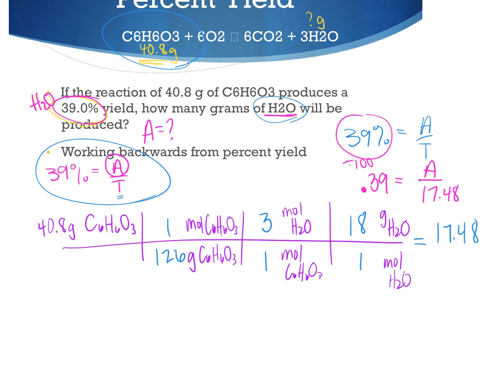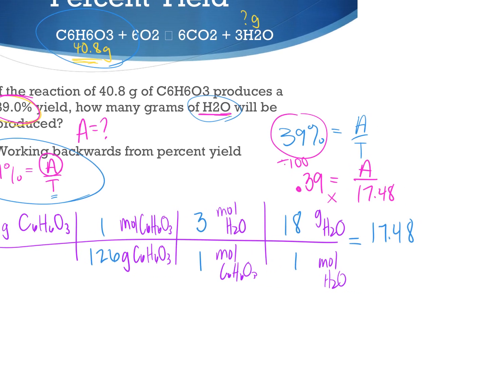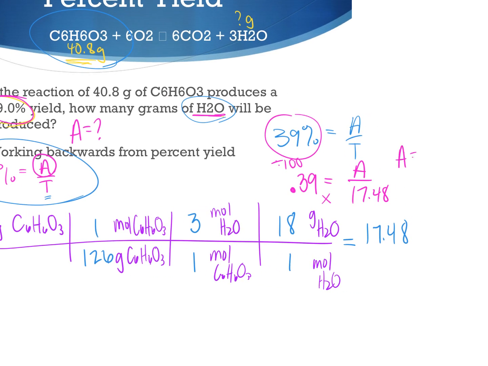So now what algebra do I need to do to get A by itself? Multiply 17.48 times 0.39, right? I'm multiplying by 17.48 on both sides, and it cancels for me on the right, and it gives me my answer on the left. So 17.48 times 0.39, and I get an actual yield of 6.82 grams of water.